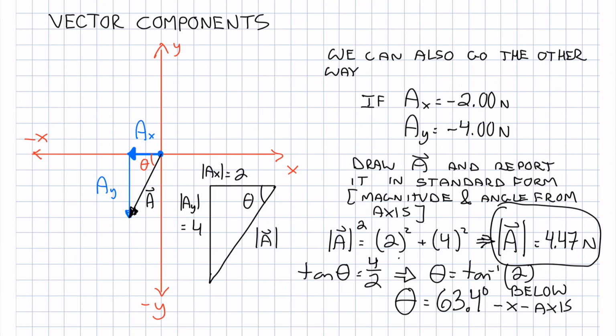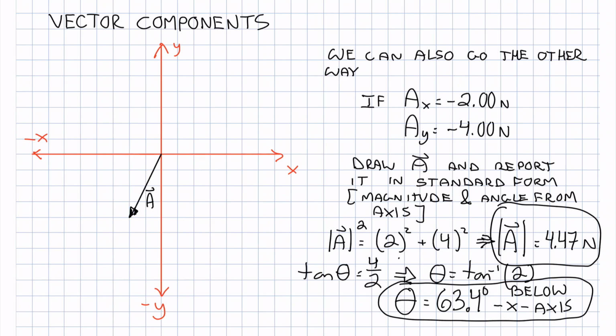So I need to report it not only as the angle, but in relation to what axes of your coordinate system. There are other ways to report the direction. You could instead report it as 26.6 degrees to the left of the negative y-axis. You could also put the angle as 243.4 degrees measured counterclockwise from the positive x-axis.